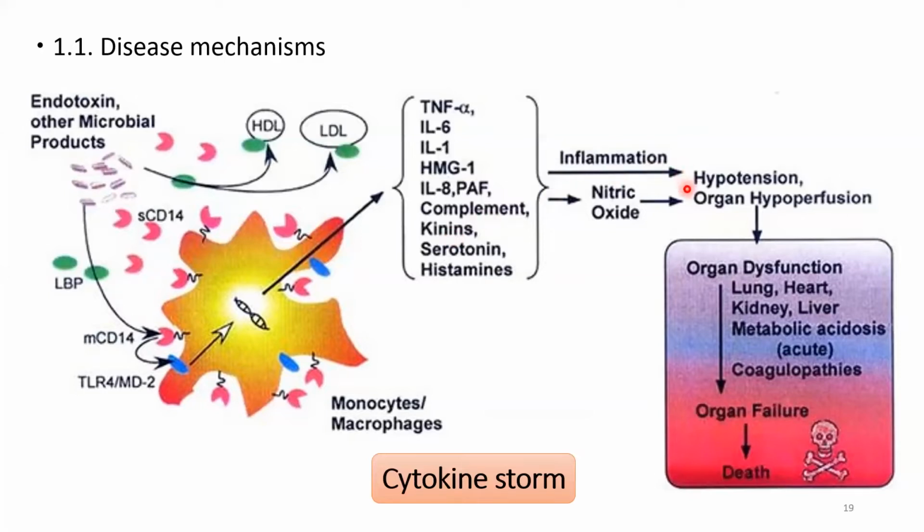So you have the imbalance, you get hypotension because there is no fluid in your bloodstream. So your blood will not reach the vital organs. So you get organ hypoperfusion that can cause lung, heart, kidney, and liver dysfunction, cause organ failure, and finally cause death. So the higher cytokine level that is out of control of our body, we call a cytokine storm.